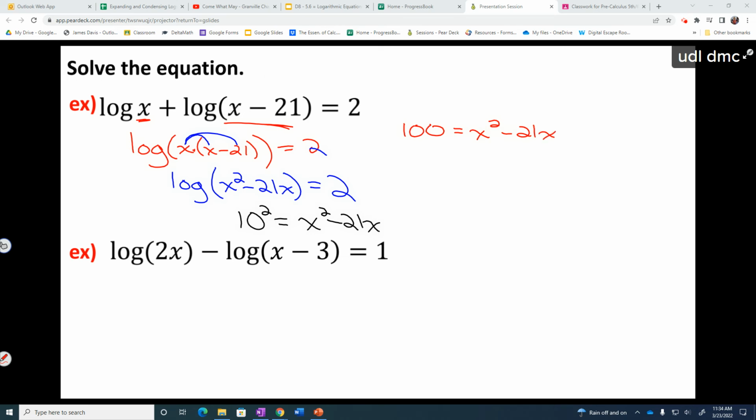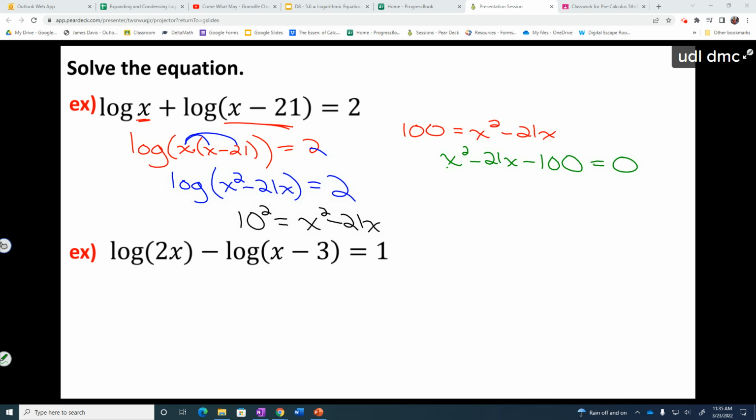And then when you see something that has an x squared, an x, and a number, it has 3 terms, you should generally think this is going to be a factoring thing, right? X squared, an x, and then a number, factoring. So how do we make that into something that we factor? Yeah, we want to move that 100 over. That equals 0. X squared minus 21x. Subtract it over, so minus 100 equals 0.